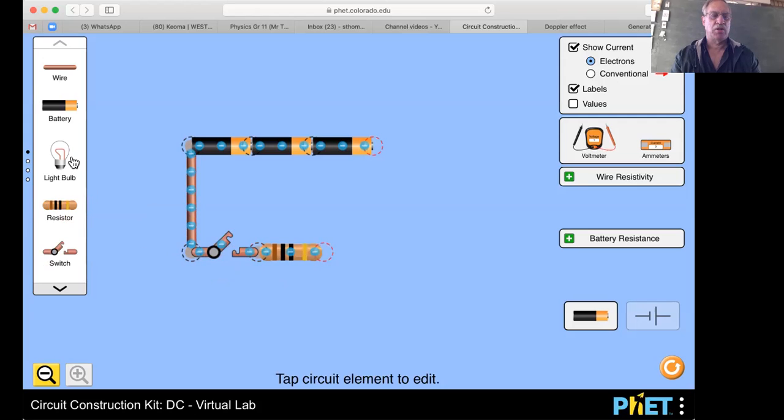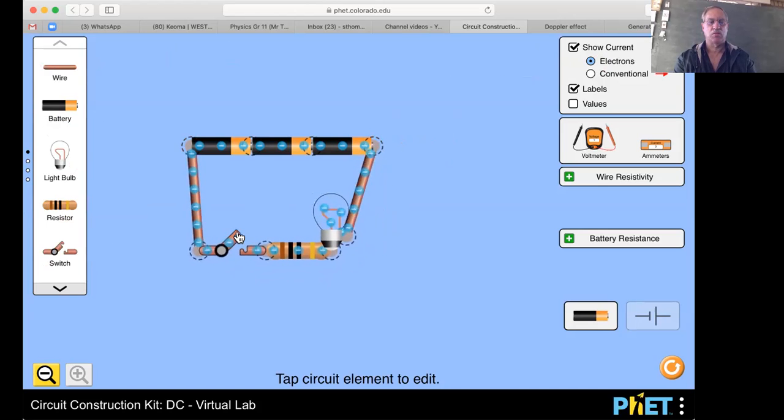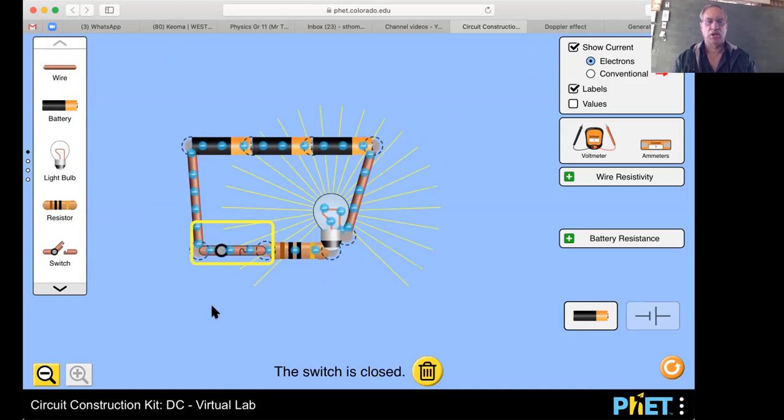You can add a light bulb. You can add another wire. You can build up little circuits like this. How cute is that? Then you can move that around. Then you can close the switch, or you can open the switch, close the switch. And those are the flow of electrons.